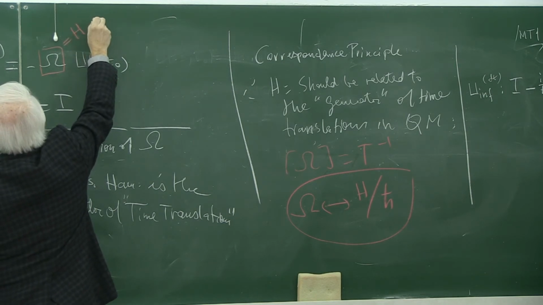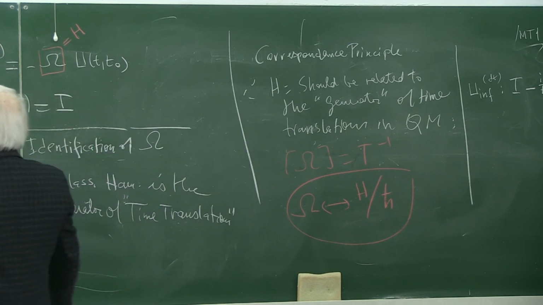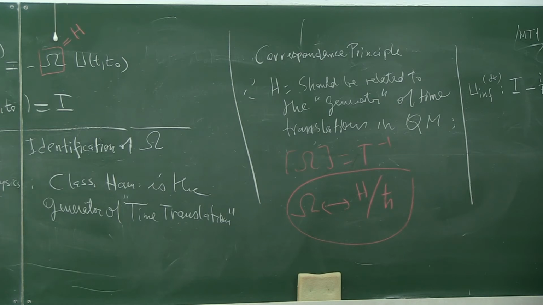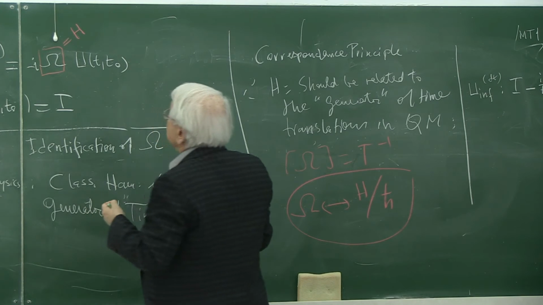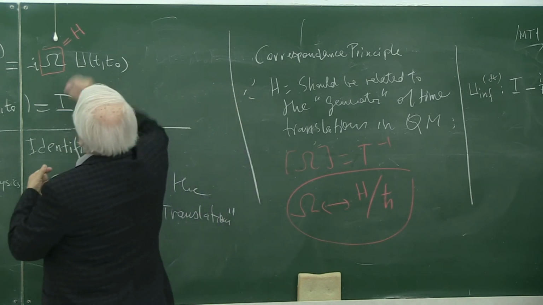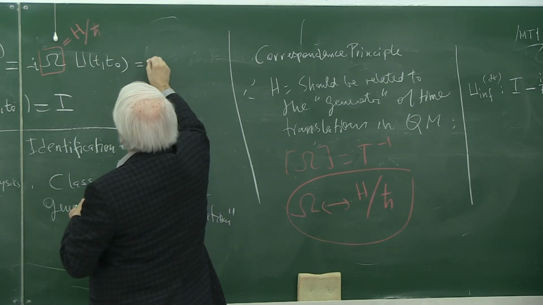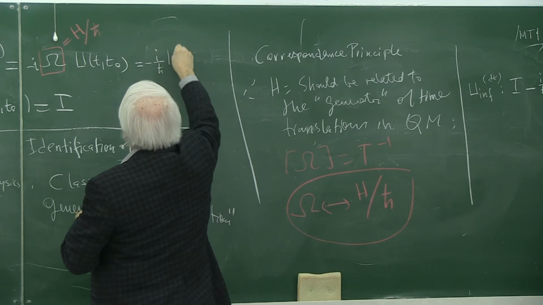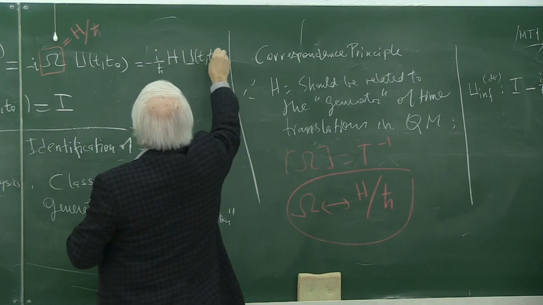I'm sorry. Immediately, please repair it. This is an innocent typo, but eventually it may be very costly. We forgot the i in there, right? Put the i's back in here. So this is H over h bar. Therefore, the right-hand side in here is minus i over h bar H u(t, t0).